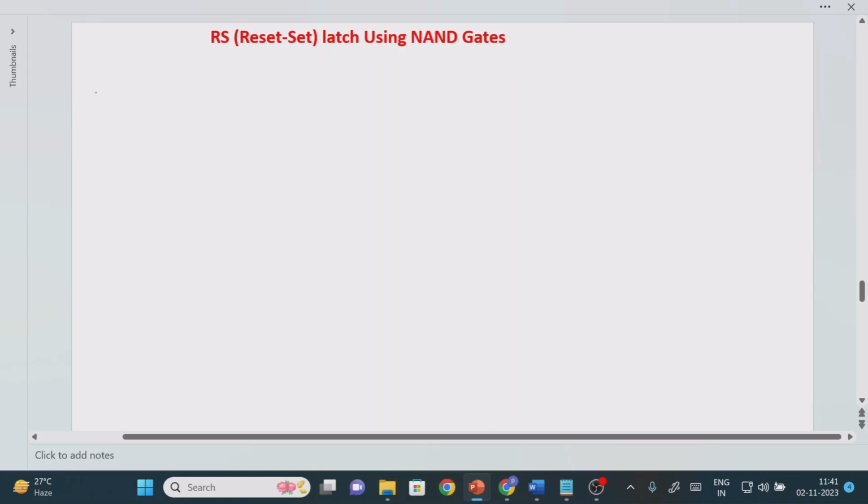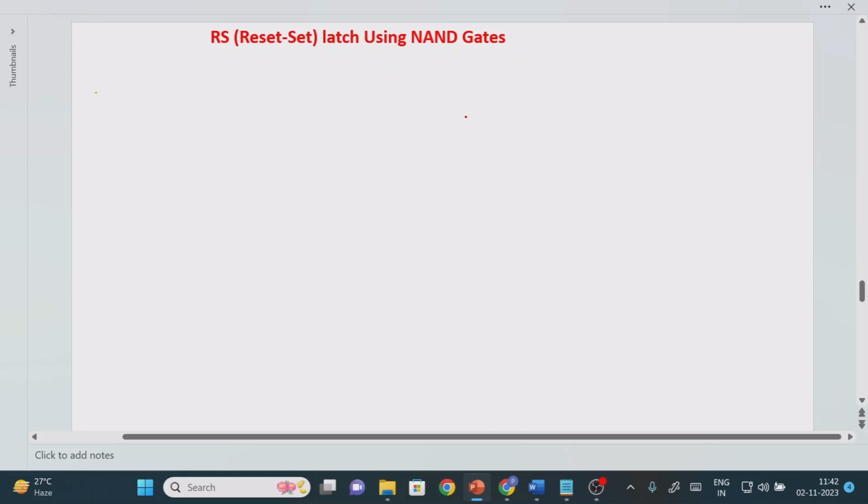You can design using the basic logic gates also. For this demonstration purpose, I'm going to explain using the NAND gates only. One point to remember is that a latch is an asynchronous sequential circuit. It means that it doesn't require any clock signal.